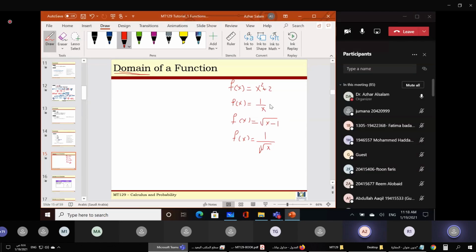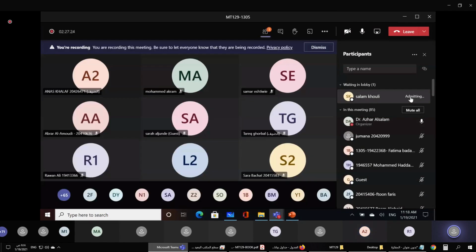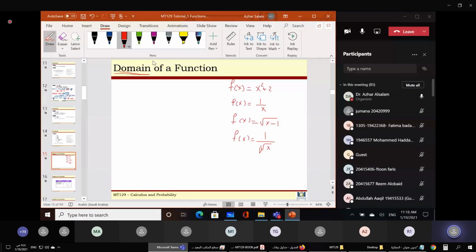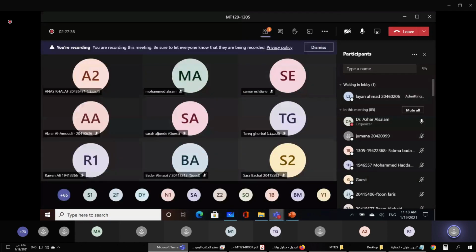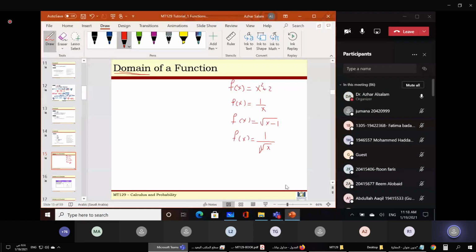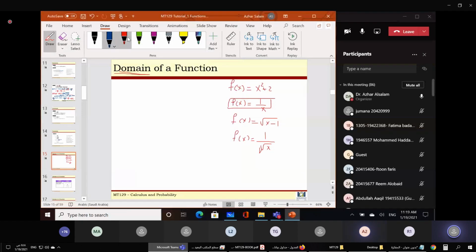To know the domain of a function, I must first look at the type of the function. Okay? For example, let's begin to understand. Let's begin with the rational function, which is 1 over x. I will begin with this to understand. Here, for example, f of x is 1 over x.